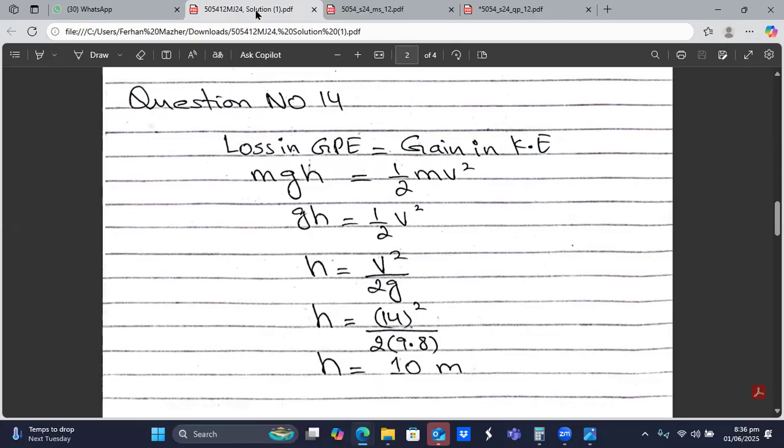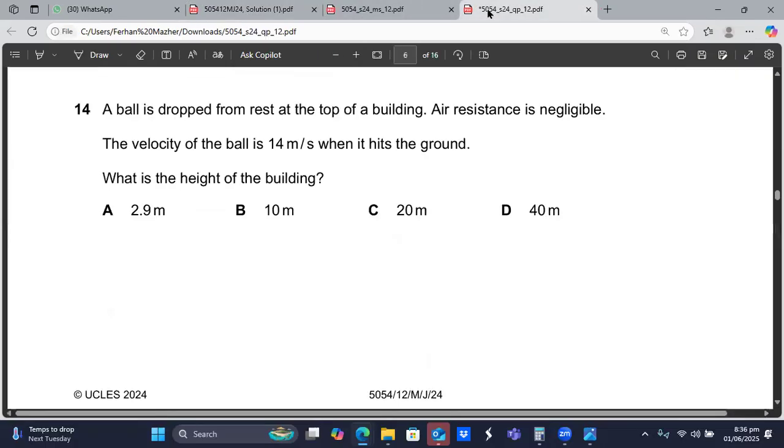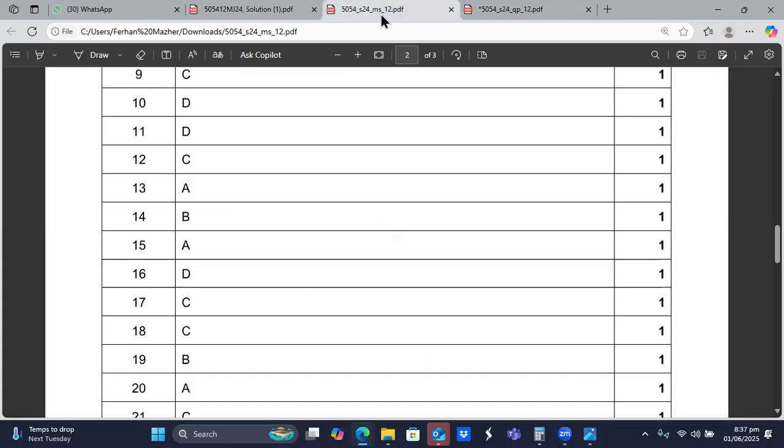Now we know the velocity with which it was going to hit the ground, that is 14 meter per second. So 14 square divided by 2 times 9.8, and that is 10 meters. So that means the ball has been dropped from 10 meters. So we think B is the option. Question number 14, B is the option. Question 14, B is the right option, sir.